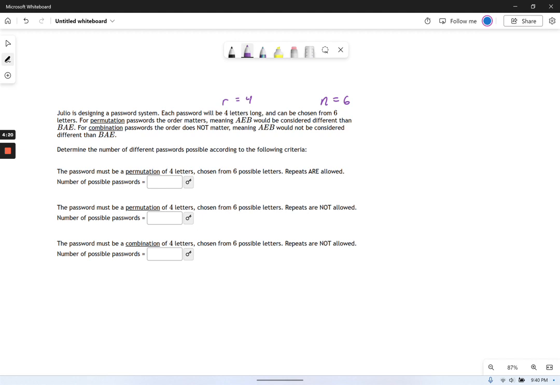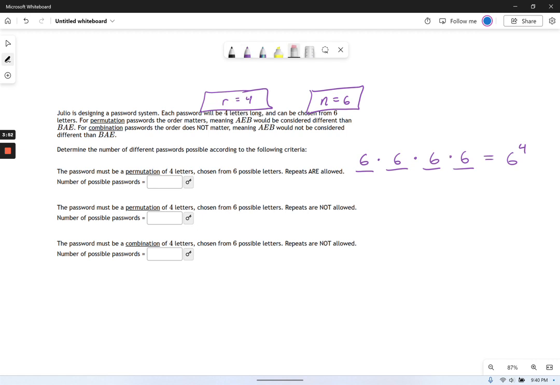Okay. And for each one, I want you to think about four letters chosen from a bank of six possible letters. R will be the number of letters total. N will be how many letters I have to choose from. So if repeats are allowed and I have to fill four slots, the first slot can have six letters. The second slot can have six letters. All of these slots can have six letters because repeats are fine. And the number of permutations possible is 6^4.